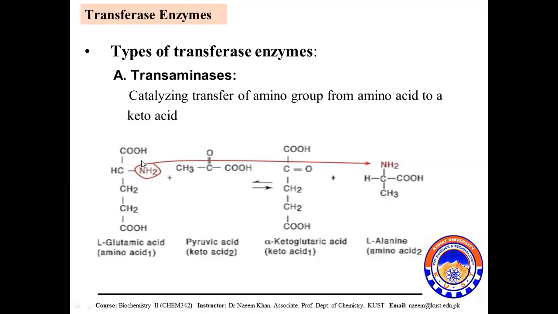Such a reaction, in which an amino group is transferred from an amino acid to a keto acid, and in return the keto acid is converted to an amino acid, is catalyzed by transferase enzymes because they are transferring a group. Such transferase enzymes, which catalyze the transfer of an amino group, are called transaminase enzymes.